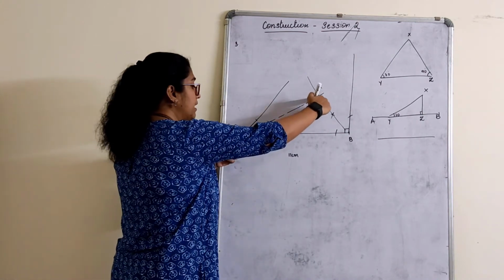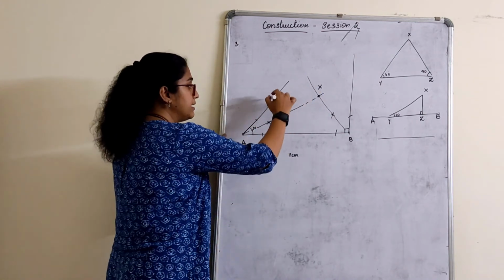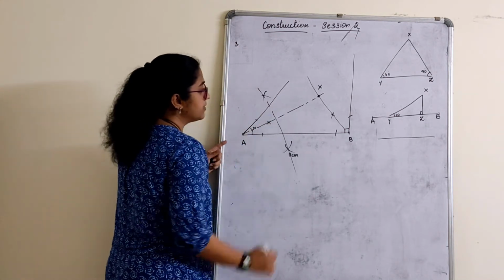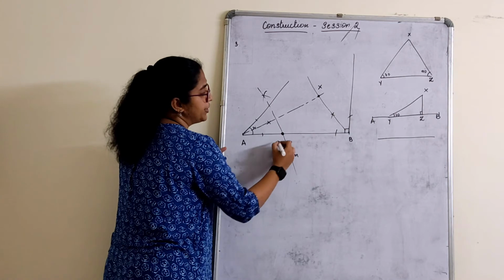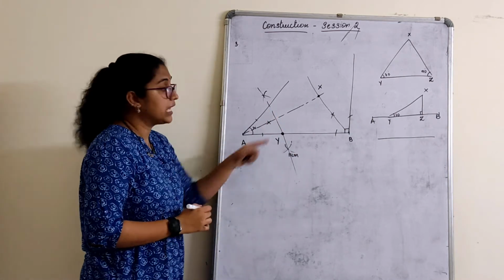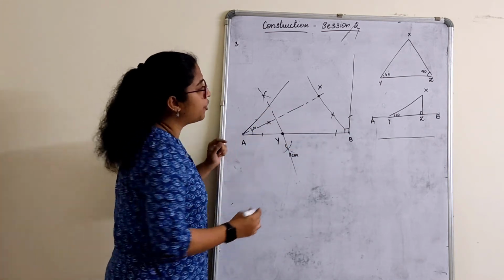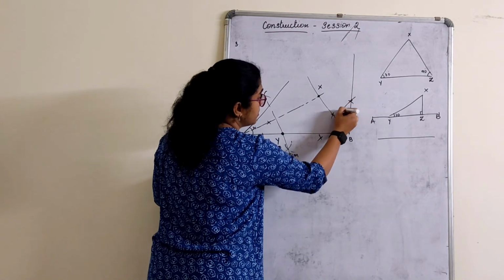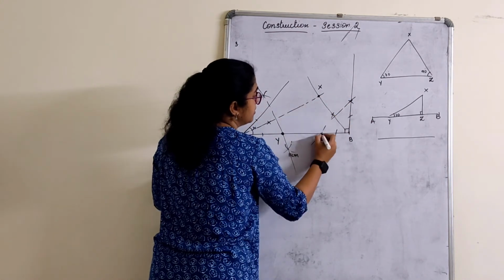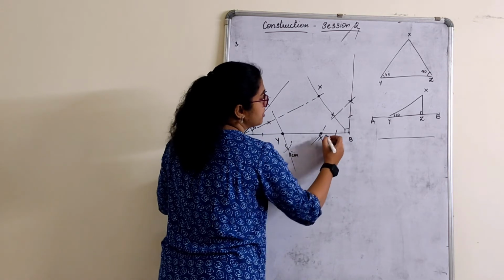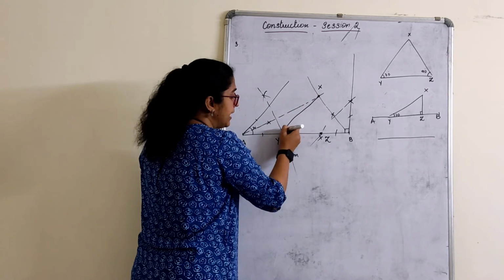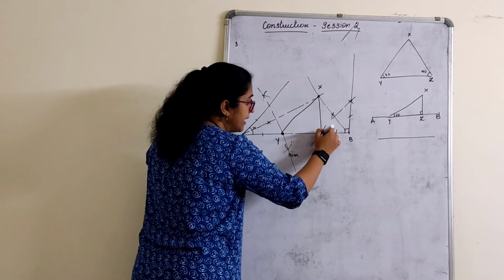Then perpendicular bisector, draw for AX. Take more than half, arc on both the sides, cut it. You get a point of intersection Y. Perpendicular bisector for BX. Take more than half and join it. This point of intersection is called as Z. Now join XY and XZ.